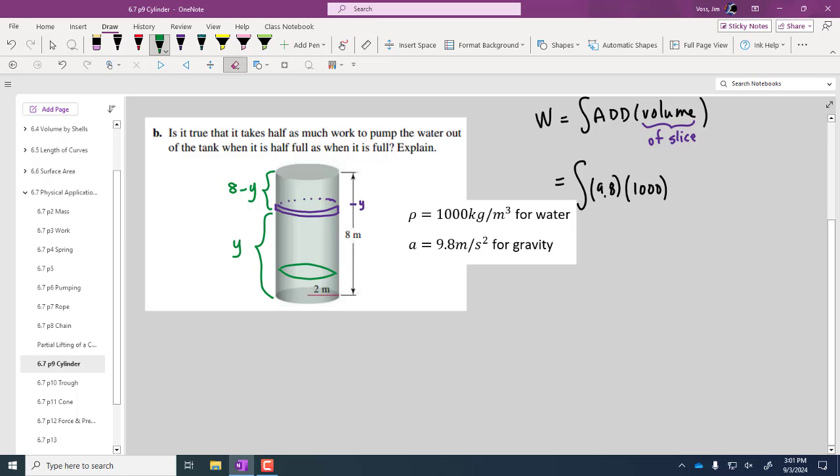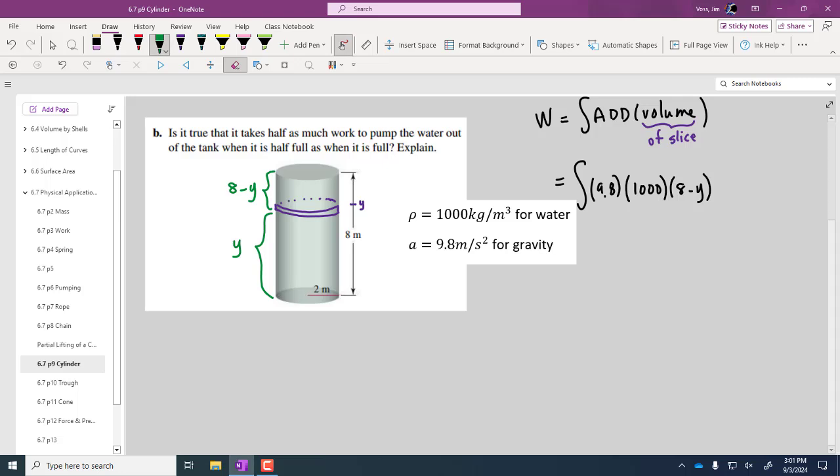Right? So we're always going to have a function. The slices are traveling different distances, which means each slice takes a different amount of work to get it out the top. So the work is going to be variable because the distance for each slice to move is different. Okay, so the distance is 8 minus y. All right. So that's the ADD.